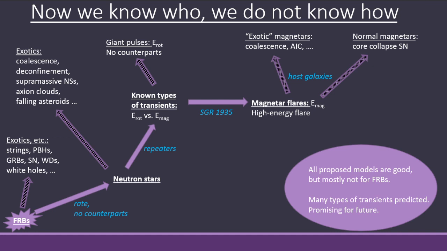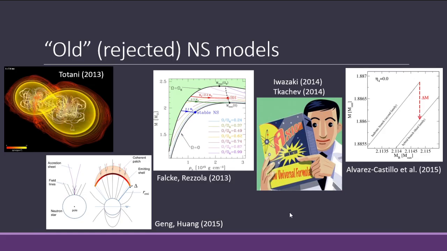So there are these exotic ways to form magnetars, and the answer to this question might be related to our observation of host galaxies of fast radio bursts, so we'll discuss it later. That's the present day situation. Now we just discuss all what is shown in this slide in more details. Very briefly, I pass through some interesting but rejected models, just to name them.